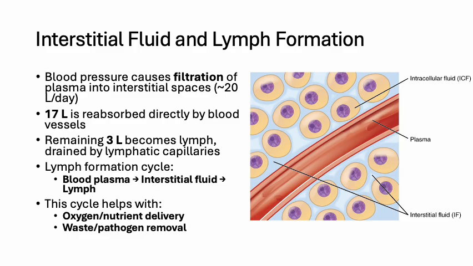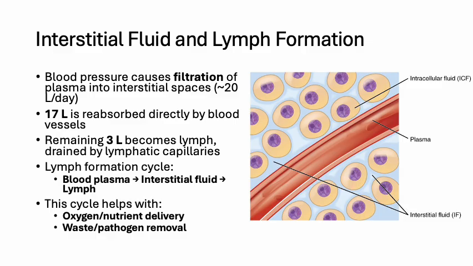As blood circulates through the body, blood pressure forces plasma out of the capillaries and into the surrounding tissues. Each day, about 20 liters of plasma enters the interstitial space, the area between the cells, through this process of capillary filtration. Most of that fluid, around 17 liters, is reabsorbed directly back into the blood capillaries. However, the remaining 3 liters of fluid does not return through blood vessels. Instead, this excess interstitial fluid is collected by the lymphatic capillaries, where it enters the lymphatic system and is now referred to as lymph.